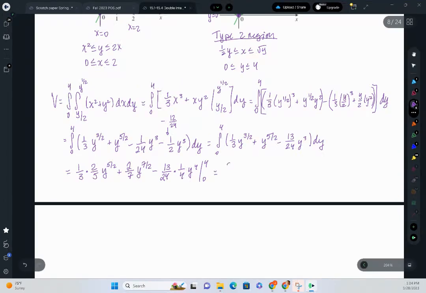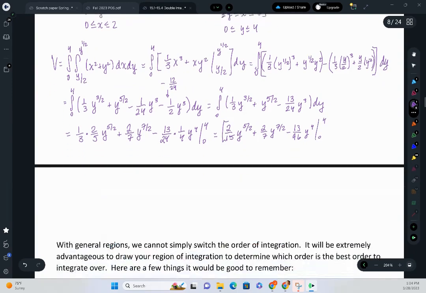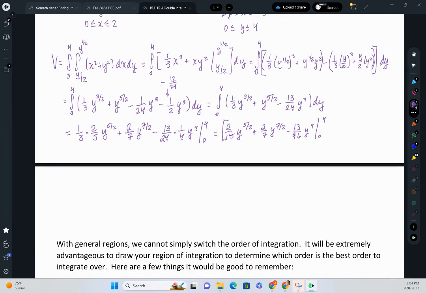All right, I just want to clean this up a little bit more and then I'll evaluate. Multiplying these fractions, I have 2 over 15 y to the 5/2 plus 2/7 y to the 7/2. 24 times 4 is 96, so I have minus 13 over 96 y to the 4th, all evaluated from 0 to 4. All right, now we're going to plug everything in.